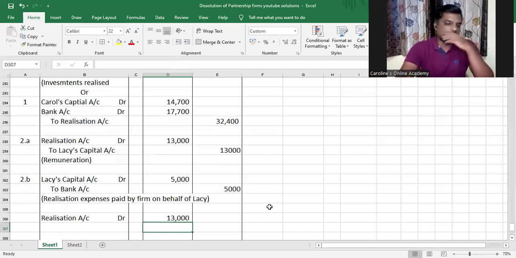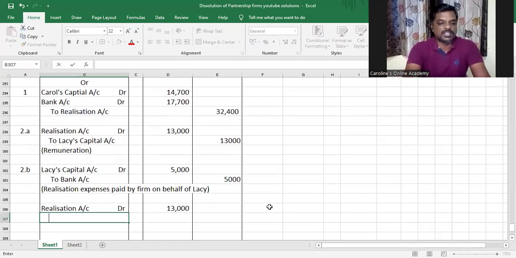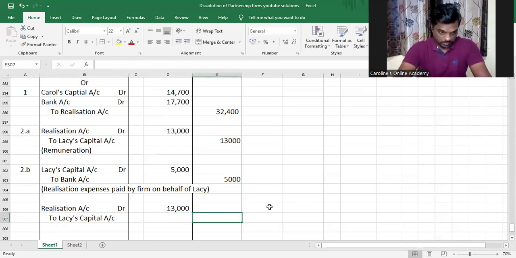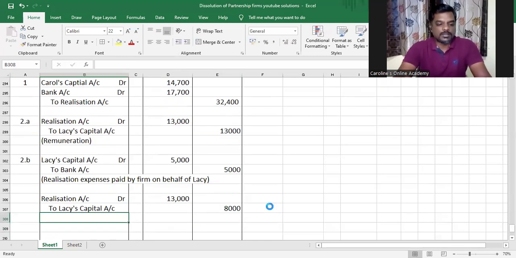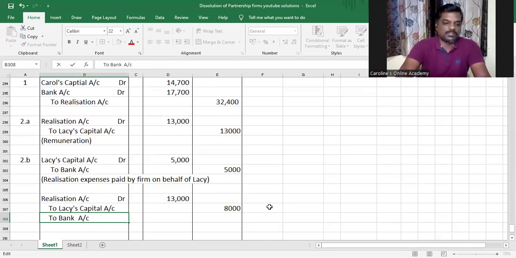Lacey is getting credited by 13,000 in the first transaction and debited by 13,000 in the second. So the net effect is Lacey is getting credited by 8,000, and to bank is getting credited by 5,000. So to bank account 5,000.